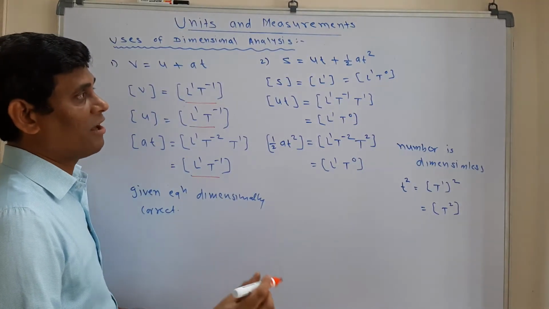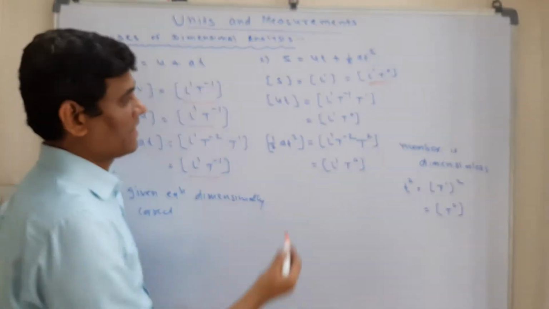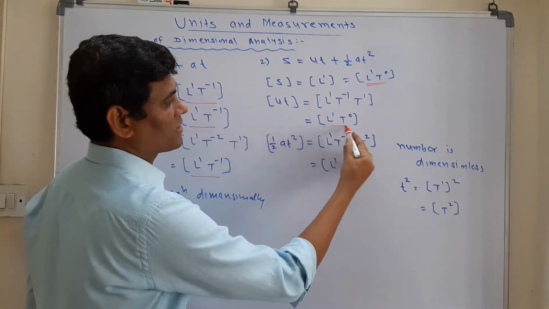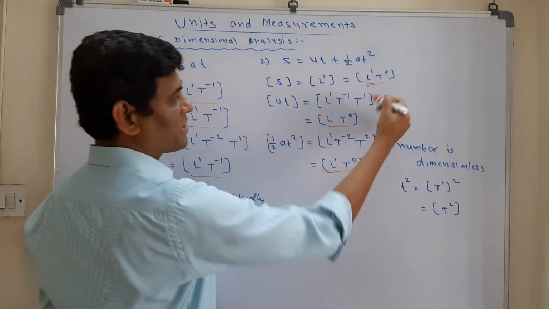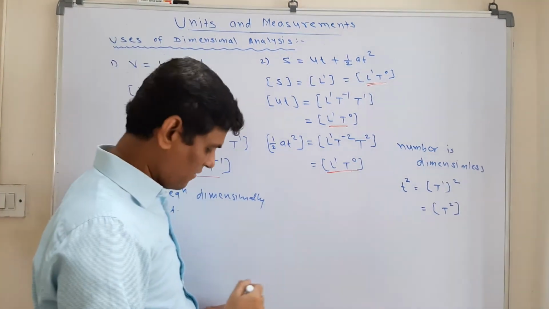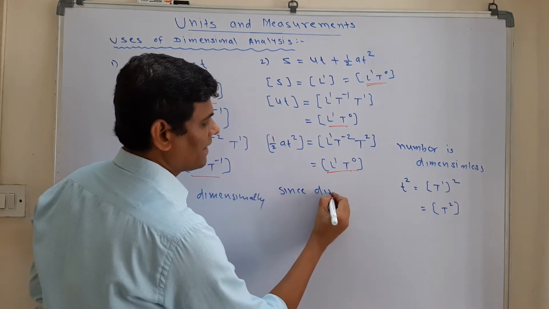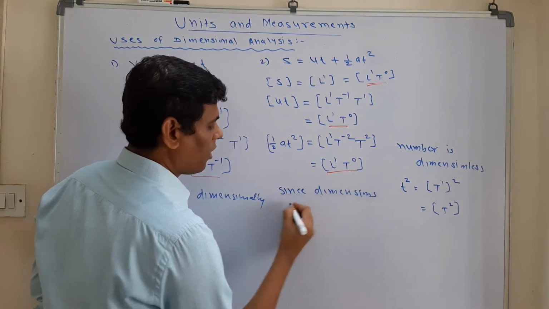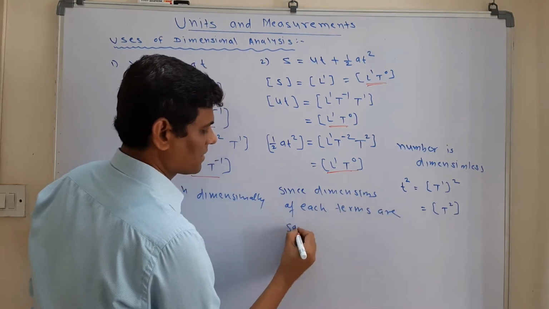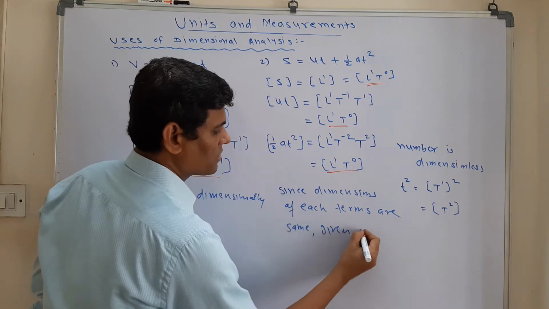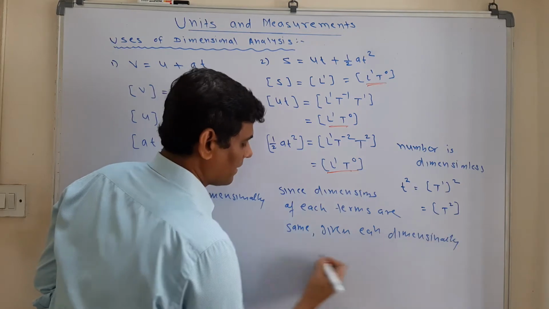Now if I check the dimension of all three terms. The first term is L1 T raised to 0. The dimension of ut is L raised to 1 T raised to 0. Half at square is L1 T raised to 0. That means the dimensions of all three terms are the same. The given equation is dimensionally correct. So we can say, since the dimensions of each term are the same, the given equation is dimensionally correct.